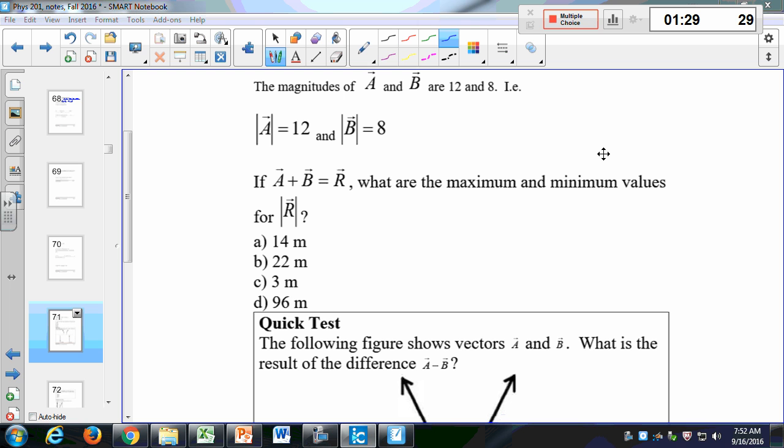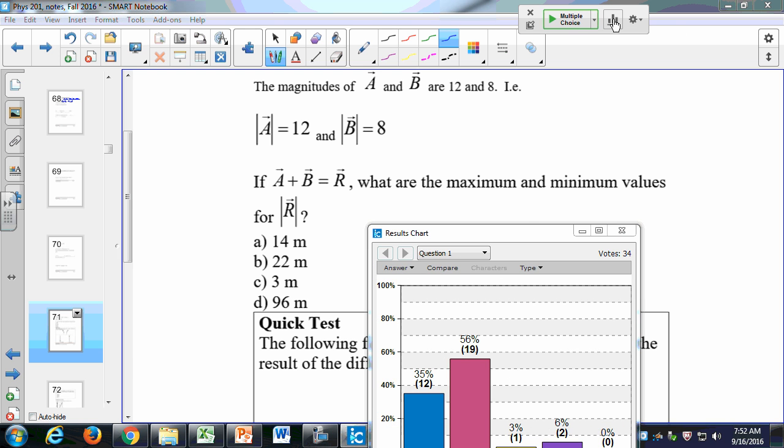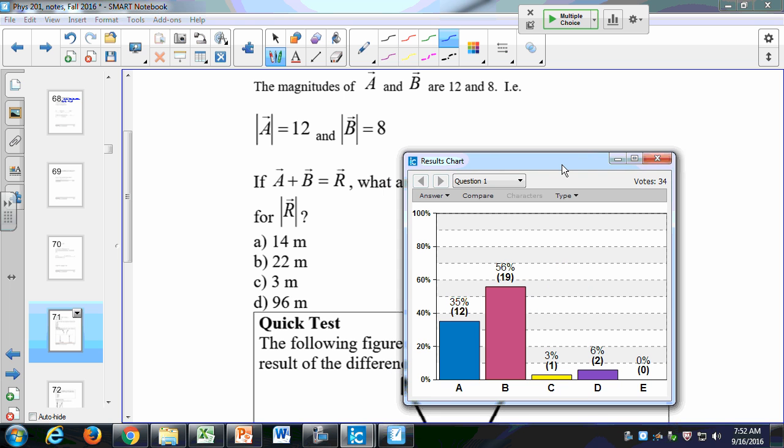All right, I'll stop at 135. Okay, about half of you put A and about half of you put B. Actually, slightly more of you put B. It is A. The answer is A.